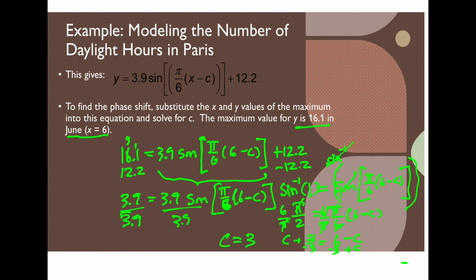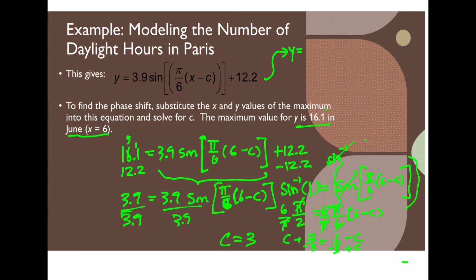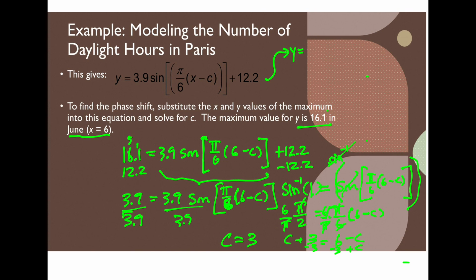So the full equation here for this, and this was a tricky one, is y equal to 3.9 sine of pi over 6 times x minus 3, and then plus 12.2. Let's go back and look at our graph on the previous page.